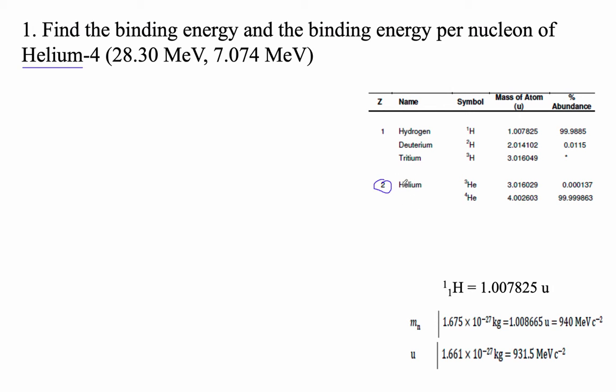By the way, the reason it's called helium, it literally means sun element, because they didn't discover helium on Earth. They discovered it from the spectral lines of the sun. But anyway, that's more than we needed to know.